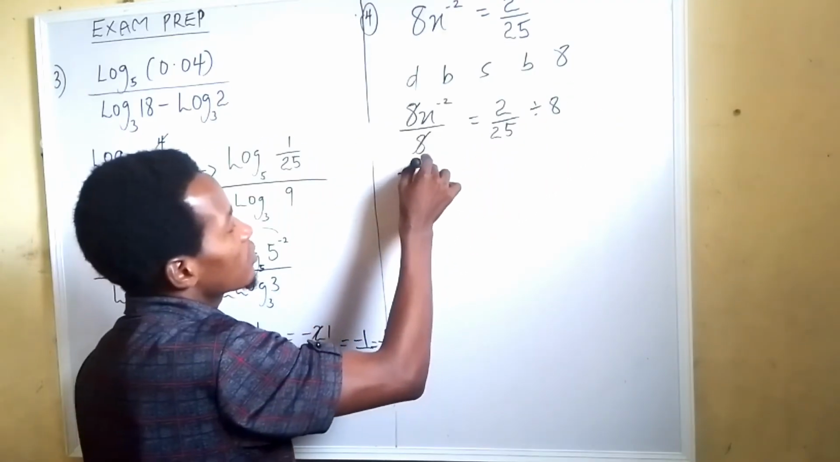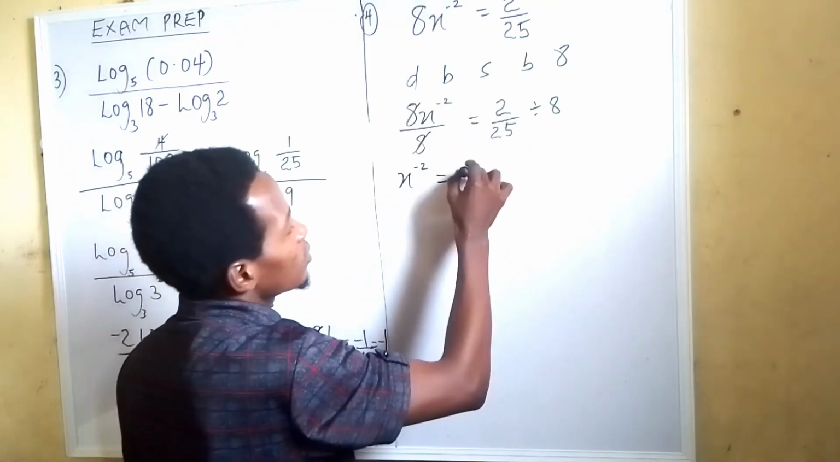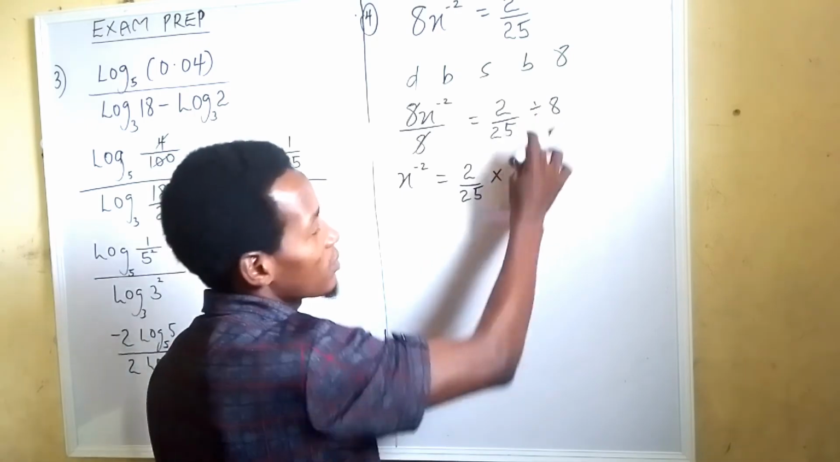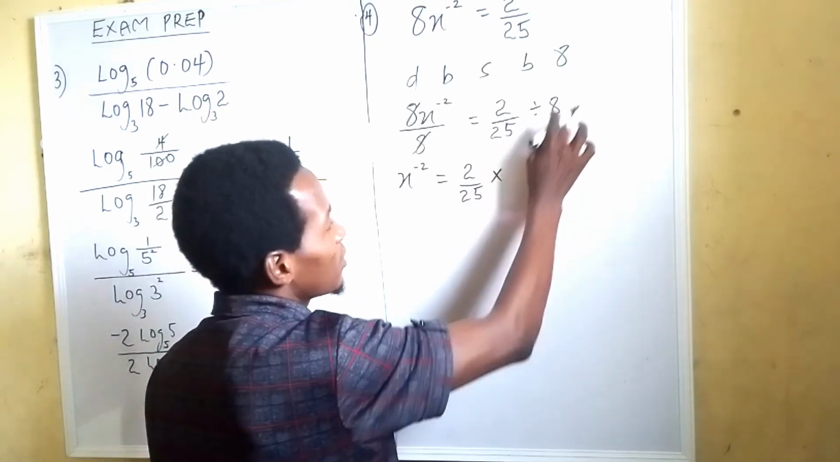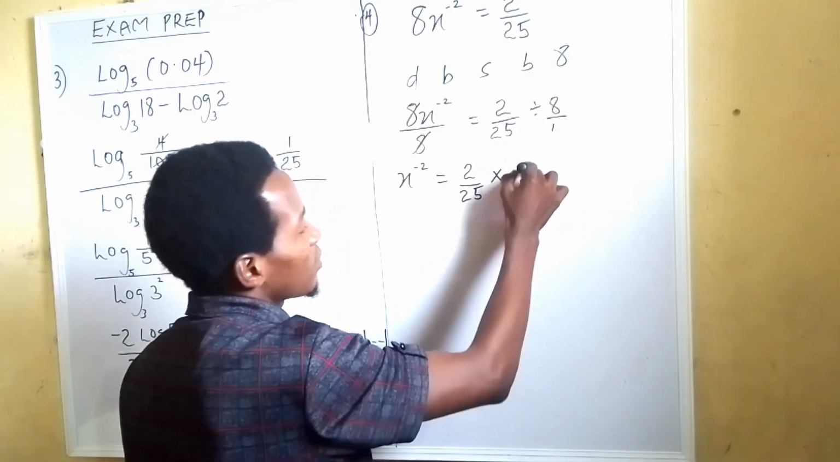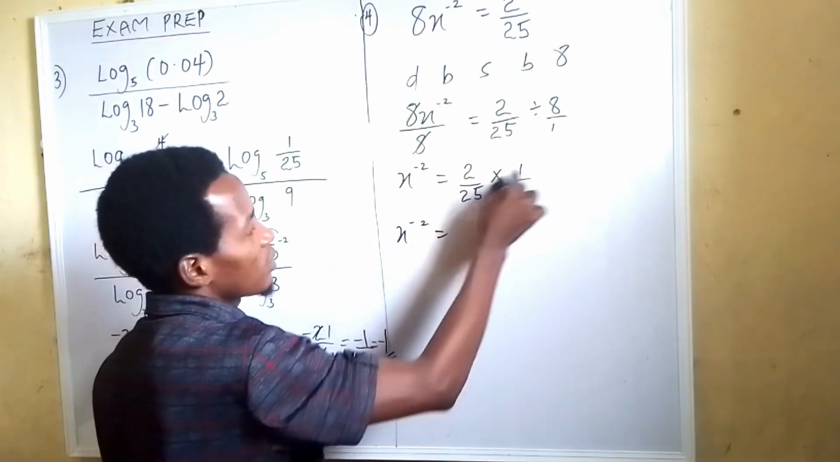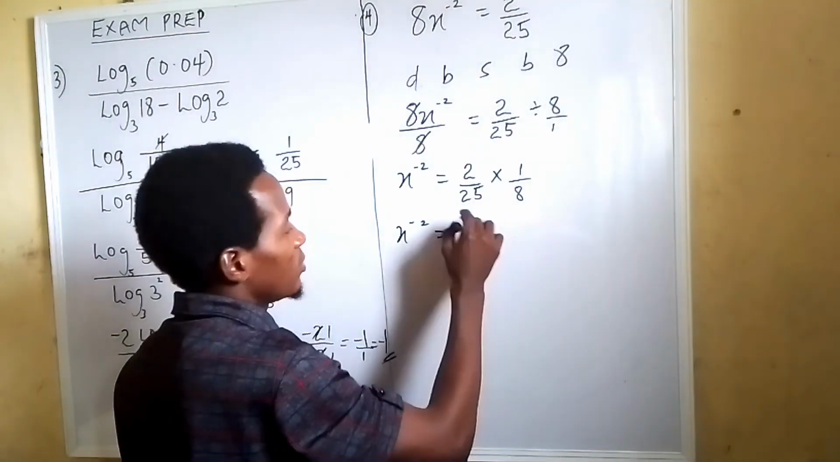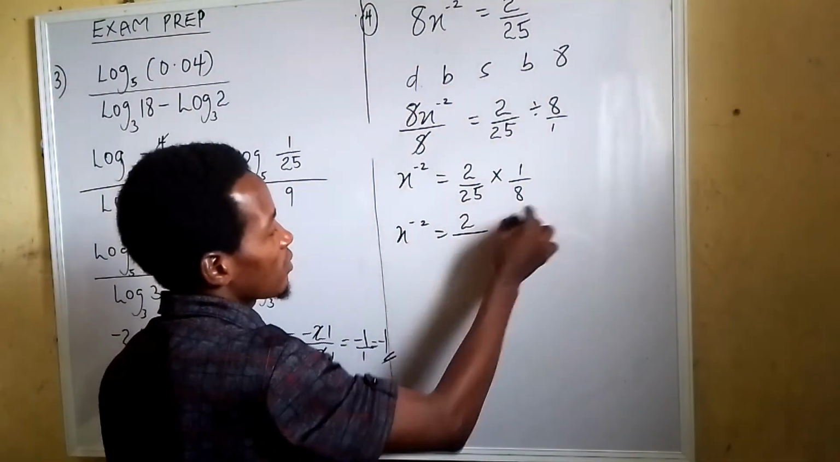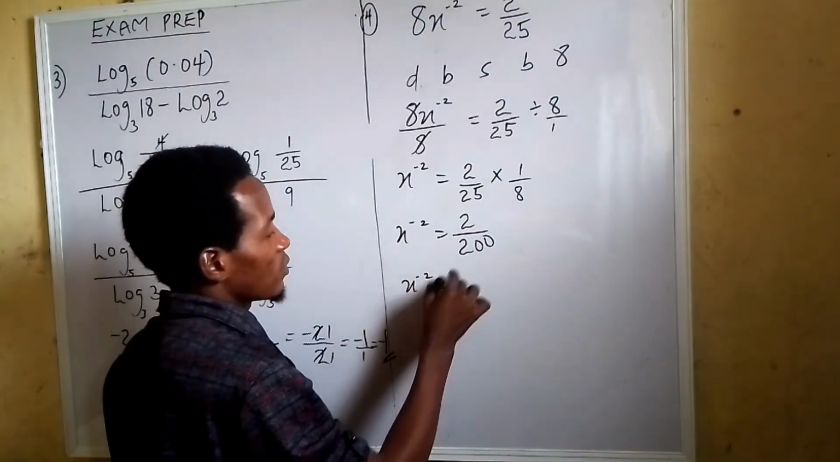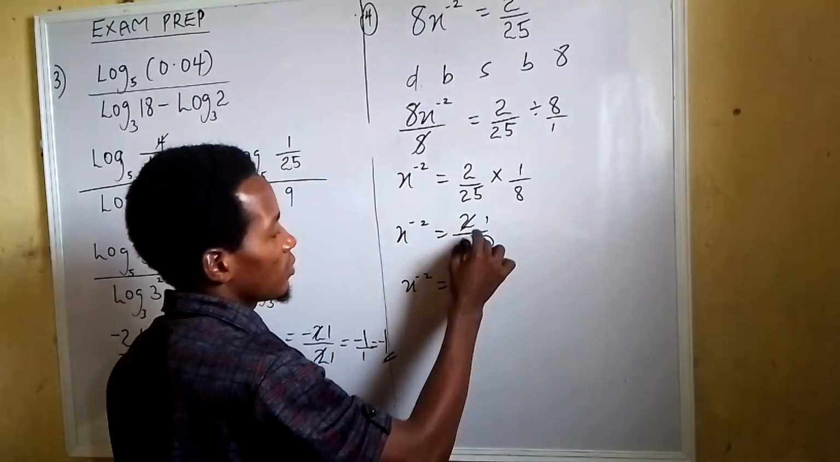So you take away 8. We have s raised to the power minus 2 equals 2 over 25 times, changing the division to times. Whenever it is changed to times, we take the inverse, that is 1 over 8. S to the power minus 2 will give us 2 times 1, numerator to numerator, denominator to denominator. That is 2 over 25 times 8, which will give us 200. S to the power minus 2 will give us 2 into 100.